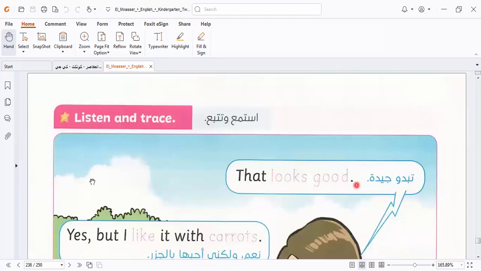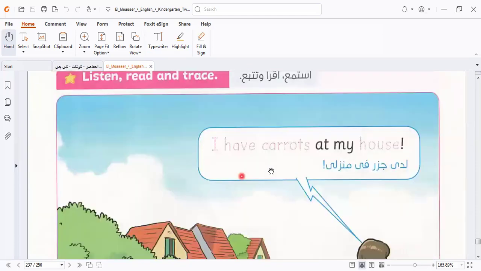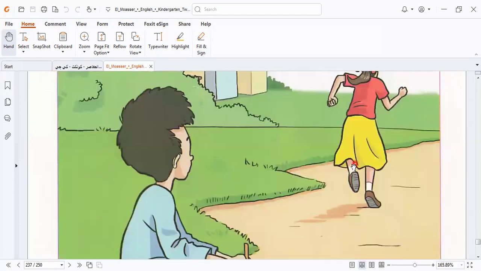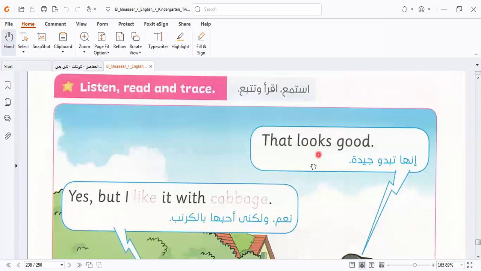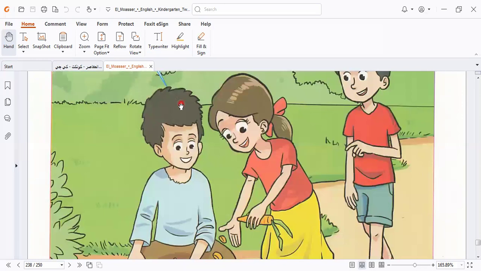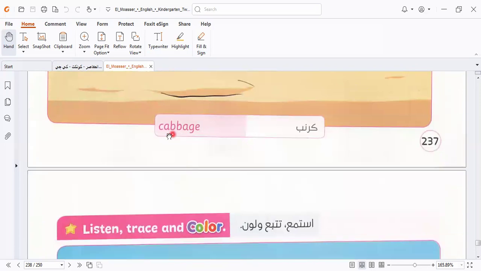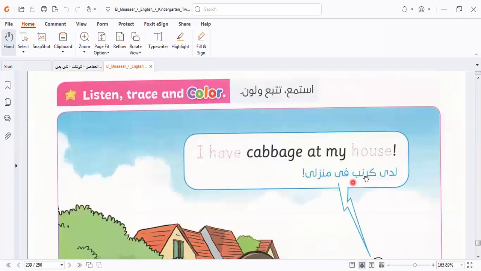That looks good. Yes, but I like it with carrots. I have carrots at my house. That looks good. Yes, but I like it with cabbage. What is a cabbage? Cabbage is a vegetable that has leaves. Okay? What is it called? Cabbage. Repeat after me: cabbage. I have a cabbage at my house.